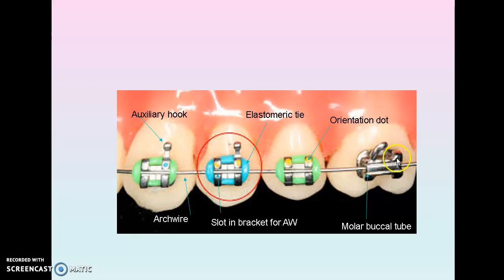This is the molar bracket, and it has an auxiliary hook here as well, and it also has a little slot in it for the arch wire to be able to travel through. That's called the buccal tube for that molar bracket.